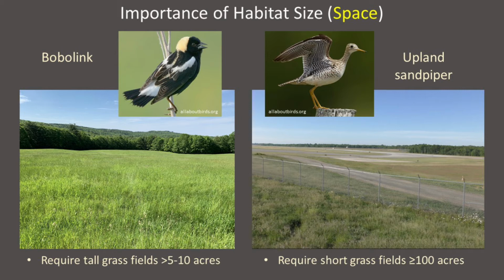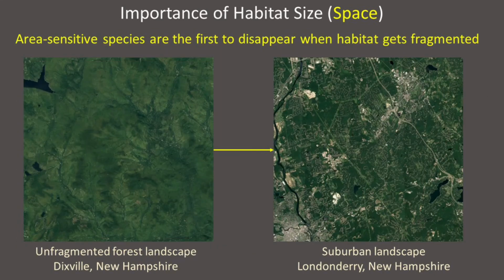In New England, there are numerous bird species associated with wetland, forest, and grassland habitats that are area-sensitive. Area-sensitive species are the first to disappear from a landscape when habitats get fragmented due to development or when a portion of the habitat is converted to a different habitat type.